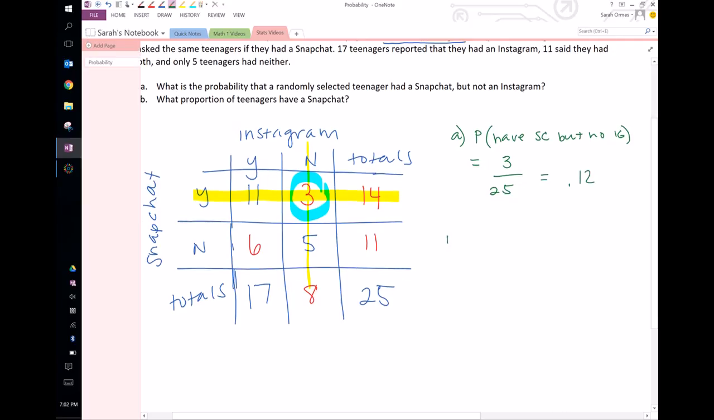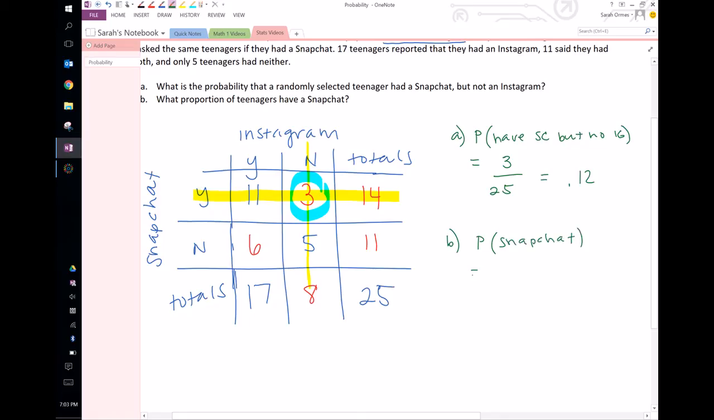Okay, let's look at part B. So part B says, what proportion of teenagers have a Snapchat? And something I want to point out is what proportion and what is the probability? Those are really asking for the same thing. So what proportion of teenagers, we're going to write our probability statement, have a Snapchat?